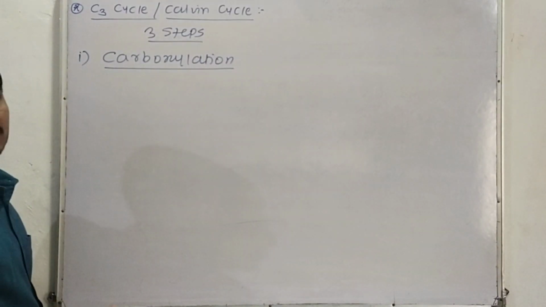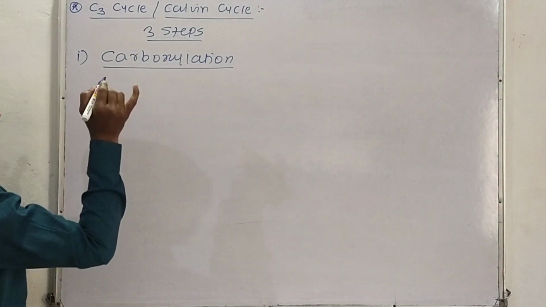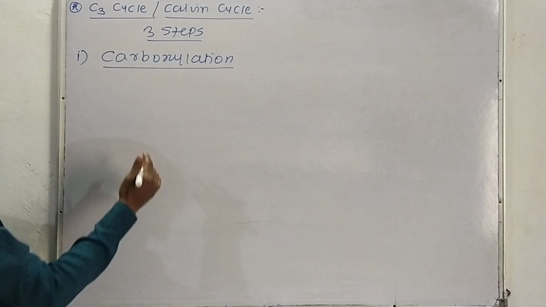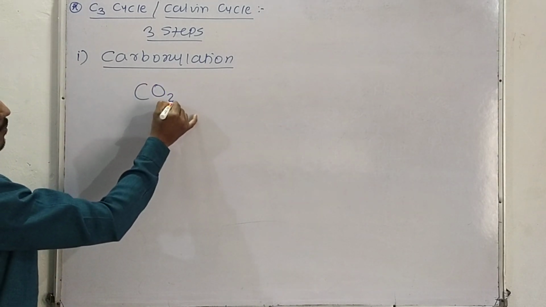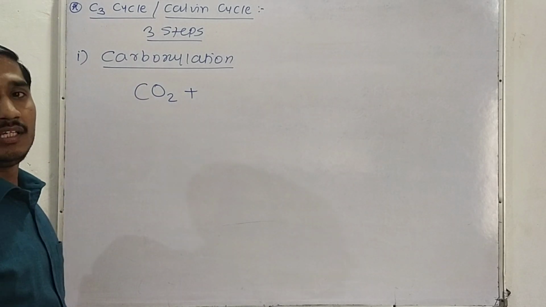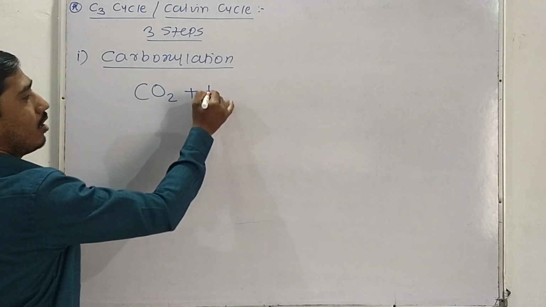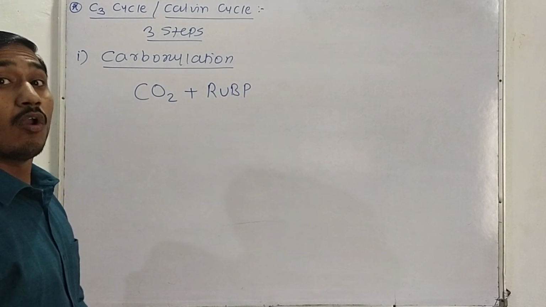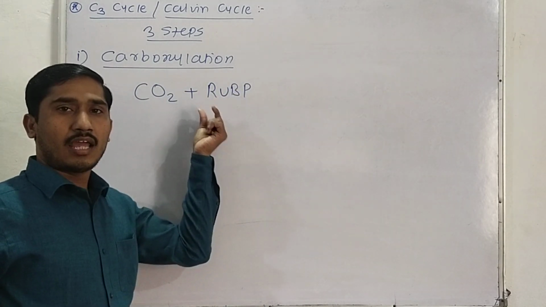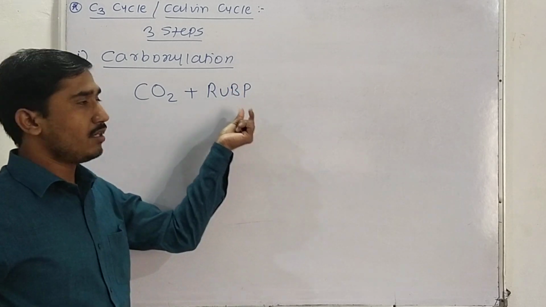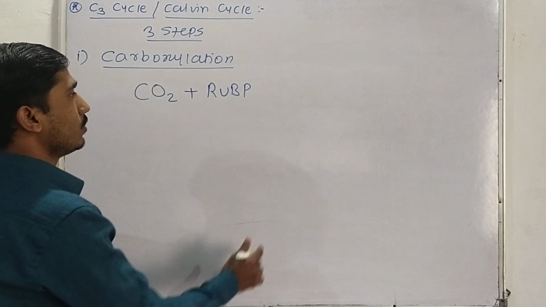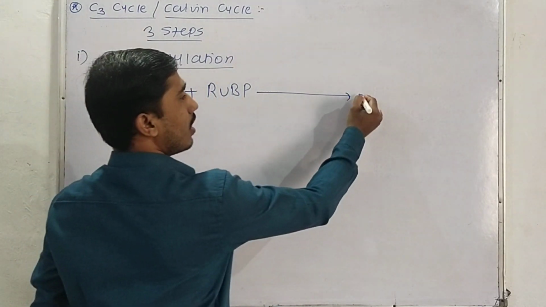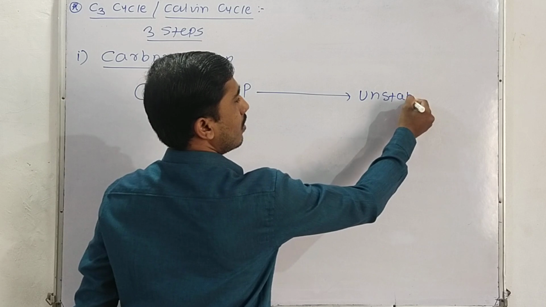So in the carboxylation step, what happens actually? The carbon dioxide which is in the atmosphere is accepted by the plants, and in the plants there is a primary CO2 acceptor. Who is this? Nothing but RuBP. All of you know RuBP means ribulose 1,5-bisphosphate, which is the primary acceptor of CO2, and this reaction gives us an unstable compound.